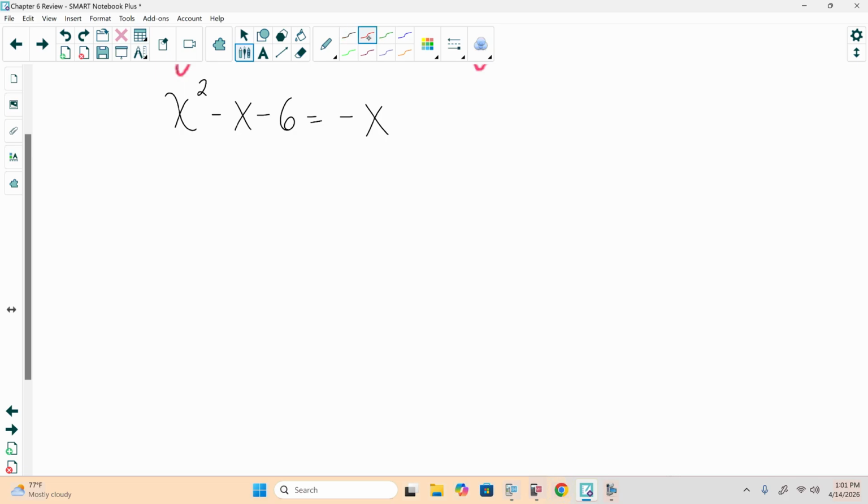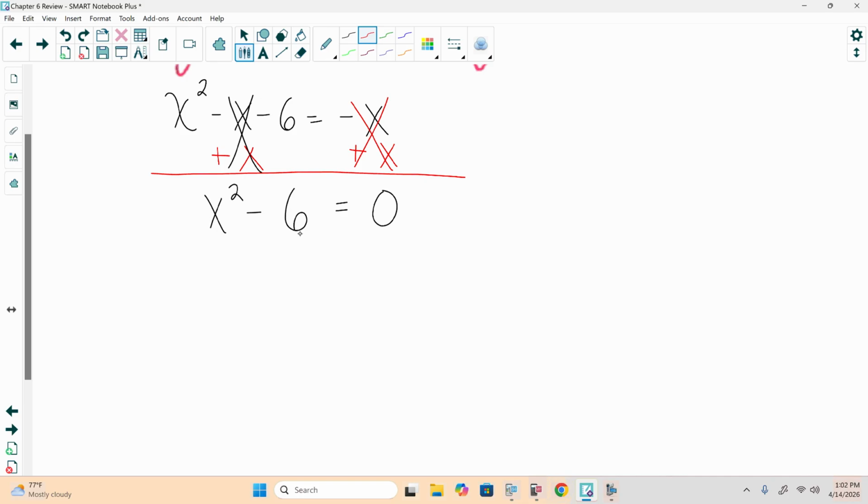Now this is a little bit different because we do have an x squared term, and because we have an x squared term, we need to get this equation equal to 0. So I need to move this negative x to the other side, and to do it, I'm going to add x to both sides, because our negative x plus x is indeed 0. Interestingly enough, on the left-hand side, our negative x plus x is also 0. Really telling me that my equation is x squared minus 6 is equal to 0.